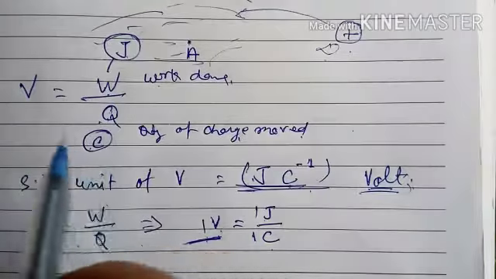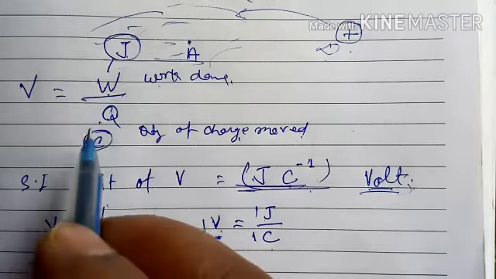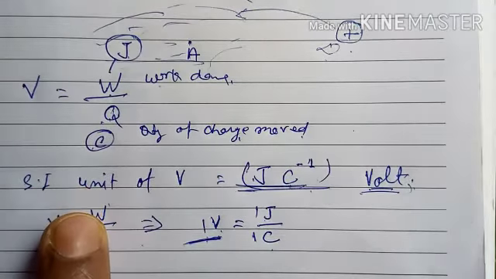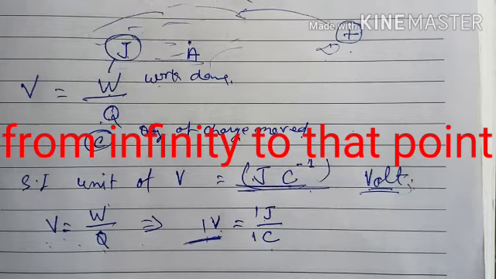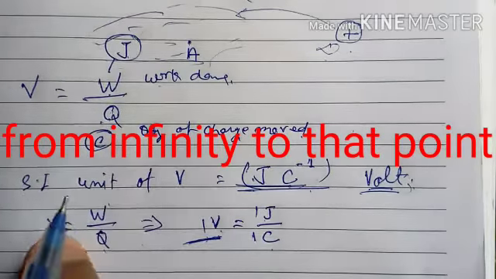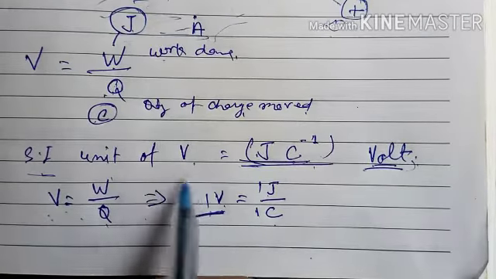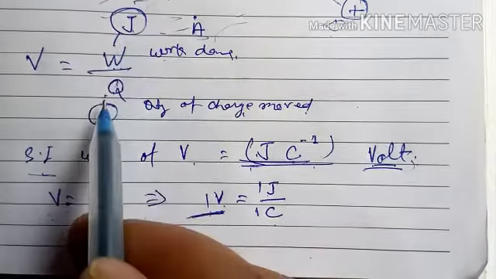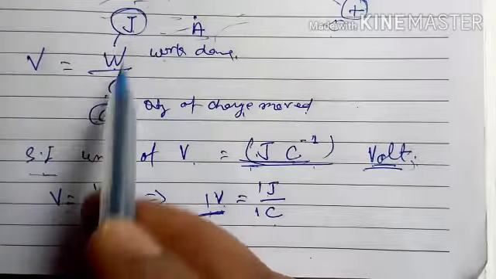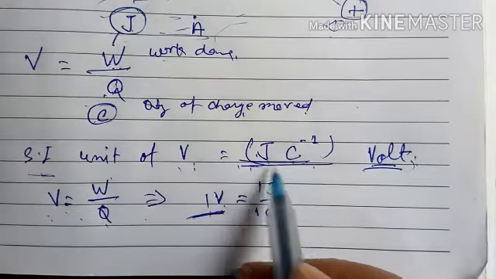Now this can be defined as the electric potential. Electric potential at a point in an electric field is defined as the work done in moving a unit positive charge from infinity to that point. Now come to its SI unit. See here, the SI unit of work is joule and SI unit of charge is coulomb. So from this we can say the SI unit of voltage is joule per coulomb.